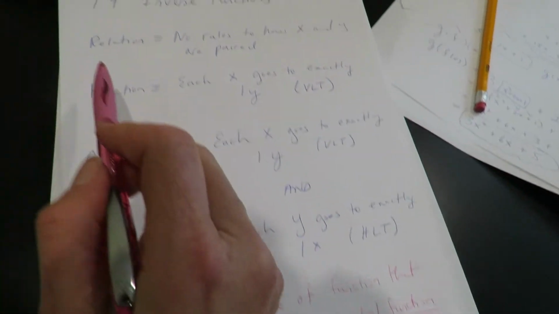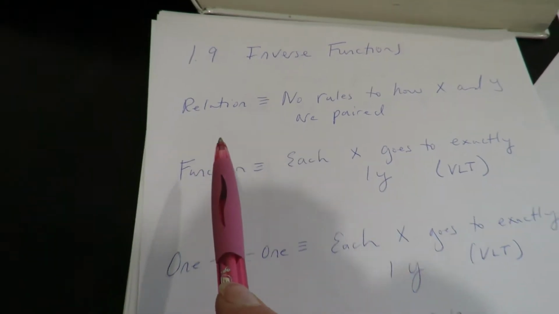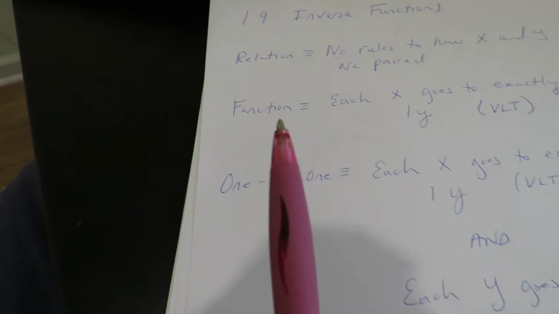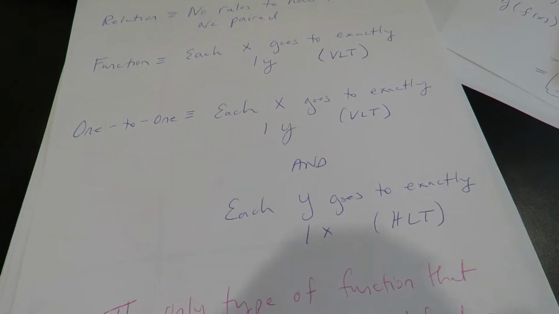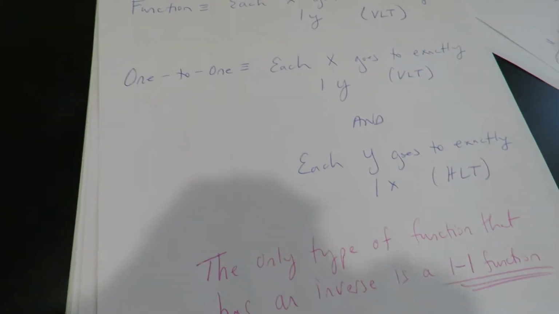Only this case. This one does not, and this one does not. These do not have inverses, but this category has an inverse, all right? So if you're one-to-one, it means that you can find an inverse of that function.